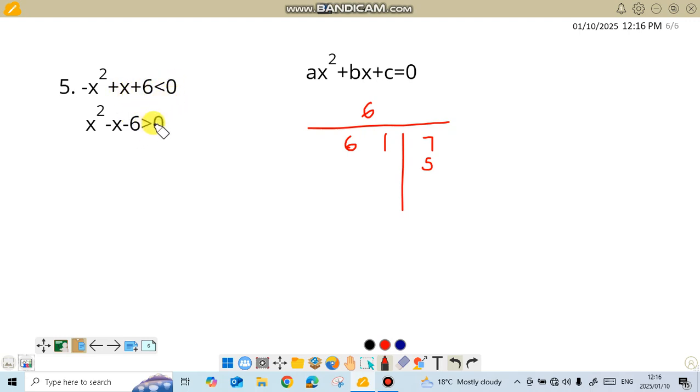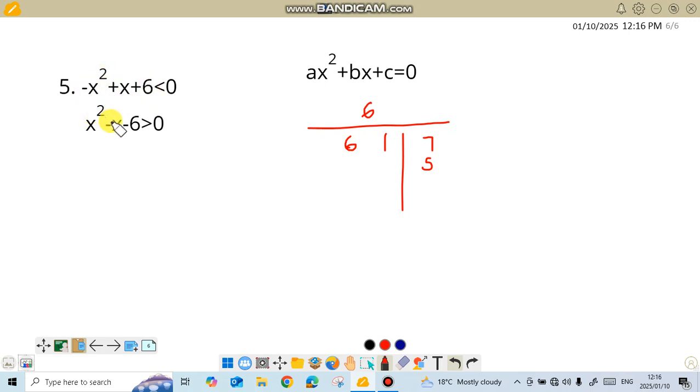So the first thing you need to do when your x squared is negative is make it positive. How do you make it positive? Divide by negative 1. So you divide by the negative of the coefficient. I'm dividing by negative 1, so it becomes positive x squared, and then you divide everything by negative 1.